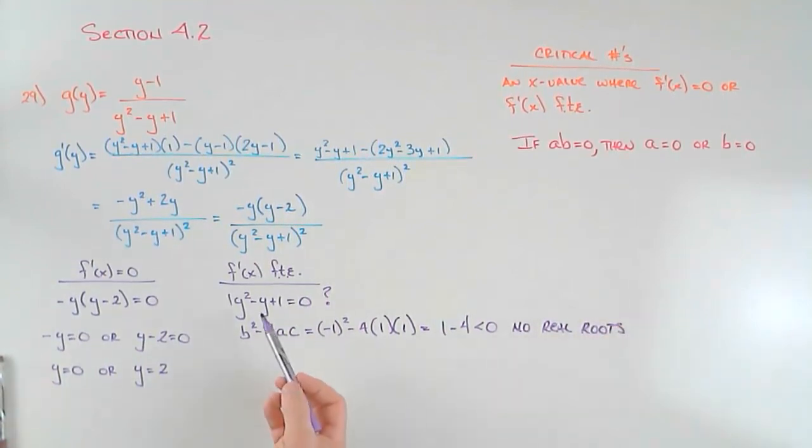Because there's no real roots to this quadratic, that means the denominator never equals 0, which means that the derivative never fails to exist. So these are our only 2 critical numbers. It's almost like we took all those algebra classes for a reason, huh? All right, we'll look at one more of this type of problem.